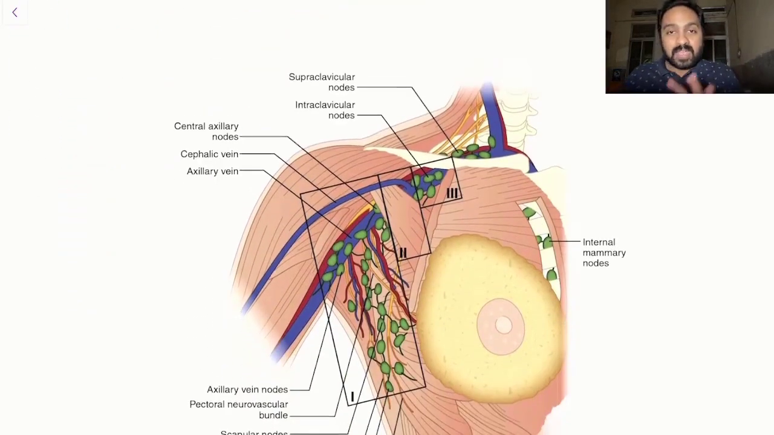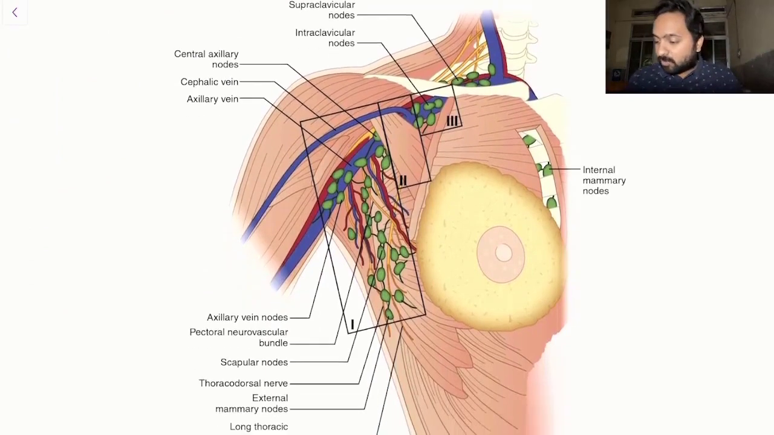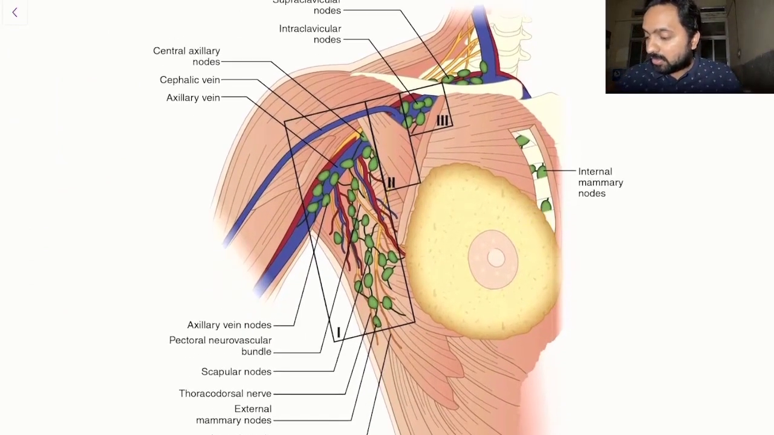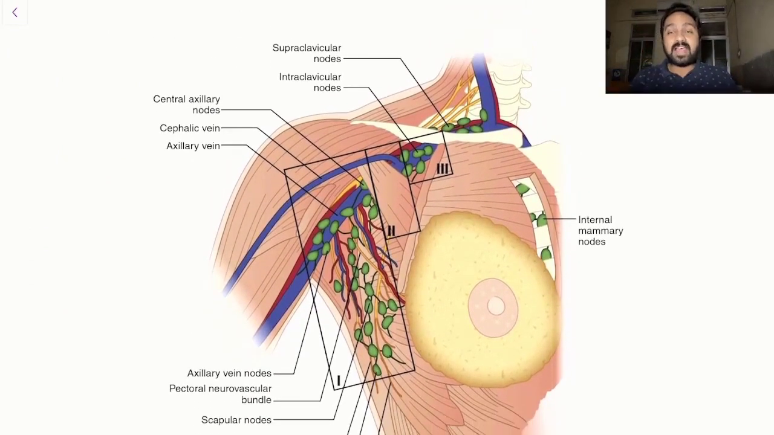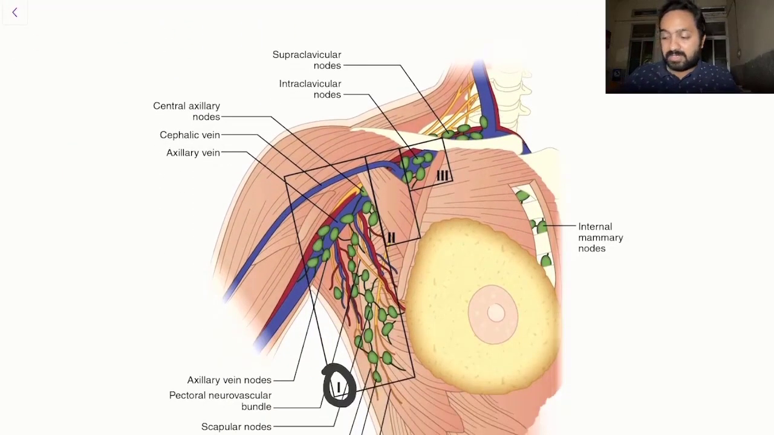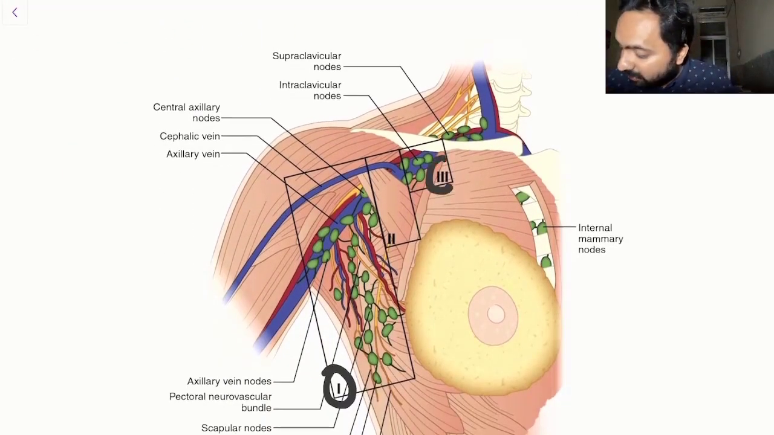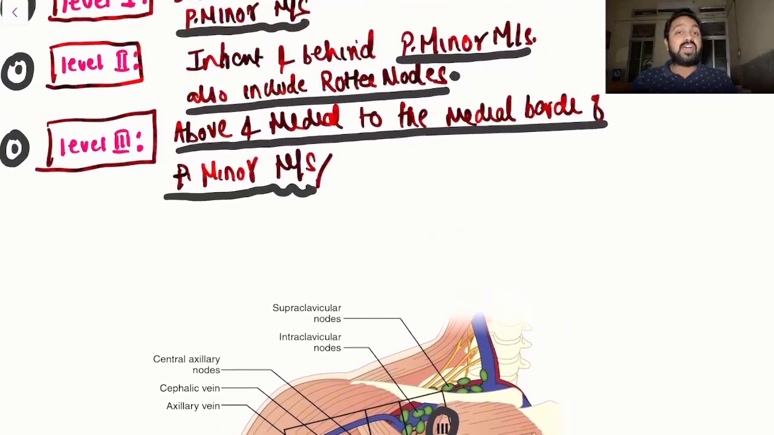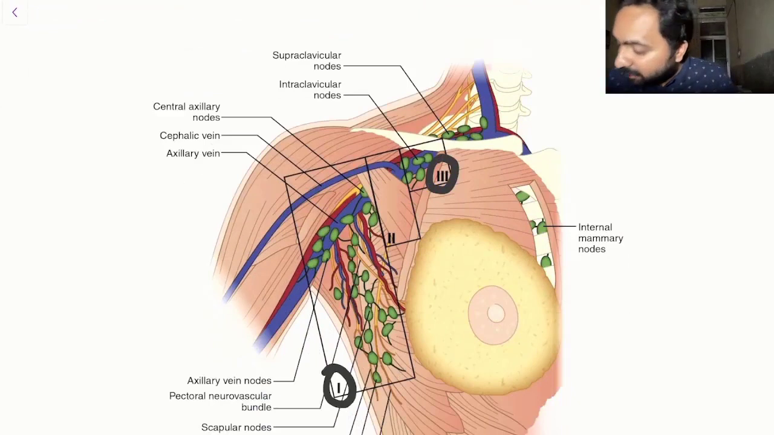So let's look at the basic diagram of your levels of axillary lymph node. So we have this level 1. So if you look over here at the level 1, what is level 1? Please refer back. It is below and lateral to the lateral border of your pectoralis minor. Then level 3, right, is medial to the pectoralis minor, and then we have your level 2, which is in front and behind your pectoralis minor.